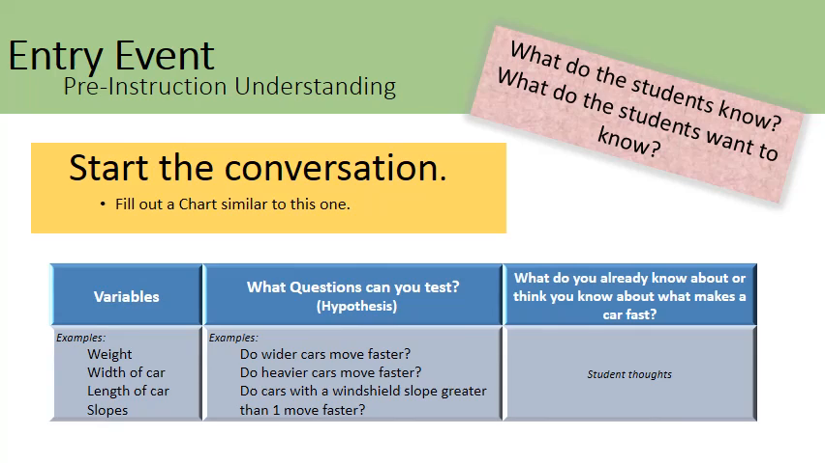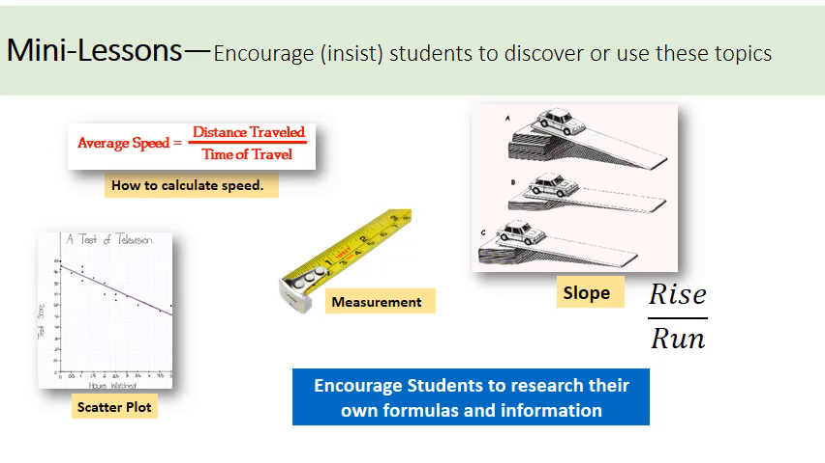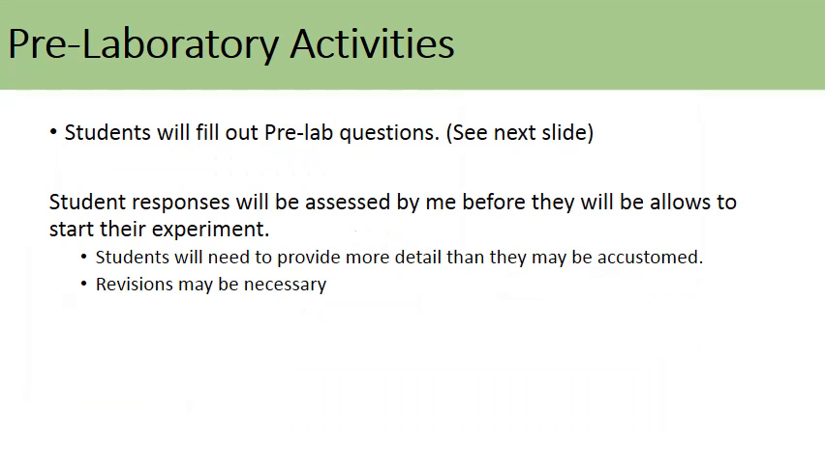and then I'd want to know what students already know about what makes a car fast. Some mini lessons throughout this unit would be how to calculate speed, how to create scatter plots and how to collect data, how to measure distances, slope. The slope of a track would be rise over run. And as we go through these mini lessons, I would like to encourage students to research their own formulas and information as we went along.